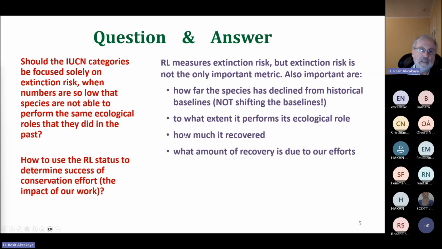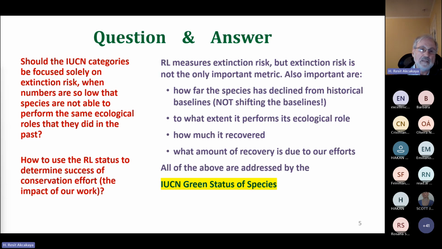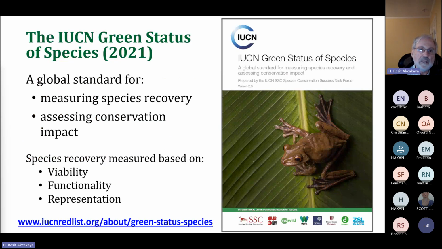So Red List doesn't do any of these, but all of the above can be addressed by the IUCN Green Status of Species, which is a new IUCN knowledge product. It was approved only a few years ago. It's a global standard that does two things: measure species recovery compared to a historical baseline, and assess conservation impact. The species recovery is measured based on three dimensions of species recovery: viability, functionality, and representation. So if you want to assess anything related to species recovery or conservation impact, I strongly encourage you to read about the IUCN Green Status of Species. I won't talk any more about it because this is not the topic of this session. But now I'll return back to the Red List.